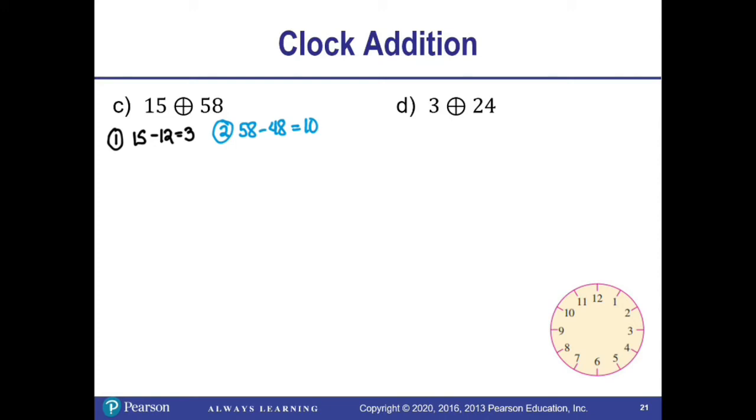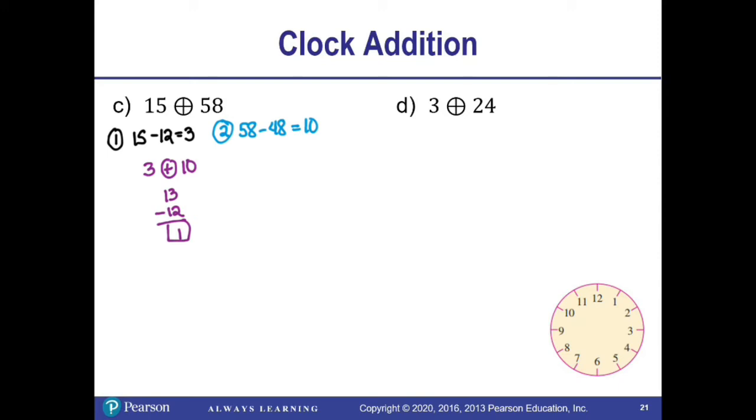Now notice again, I'm subtracting out a multiple of 12 to figure out where I land on the clock. So 15 plus 58 in clock arithmetic is the same thing as 3 plus 10, which gives me 13. Now this is bigger than 12, so I need to figure out where I land on the clock. So subtract out a multiple of 12, and 13 minus 12 is 1.